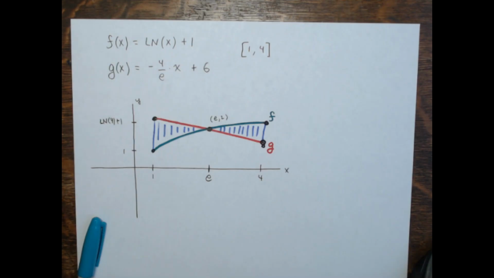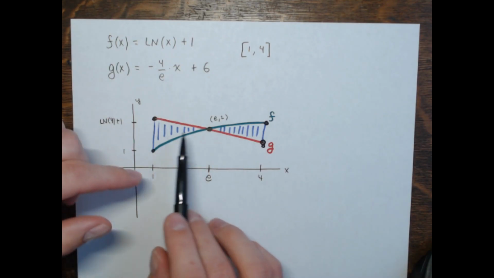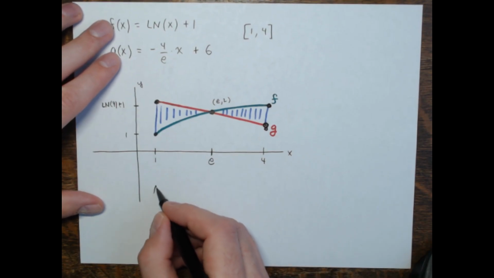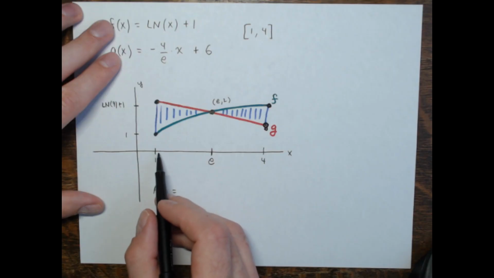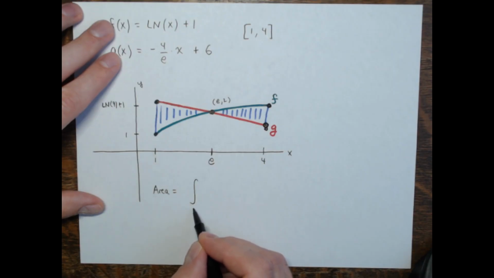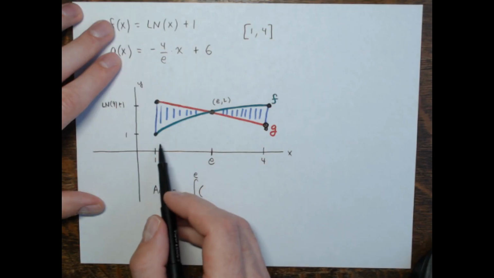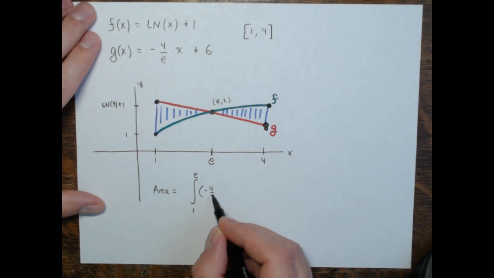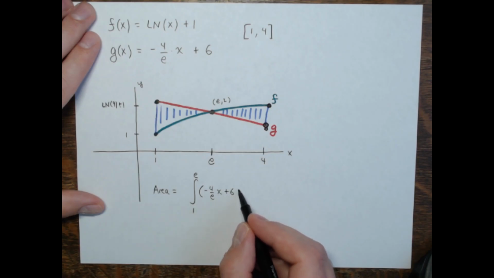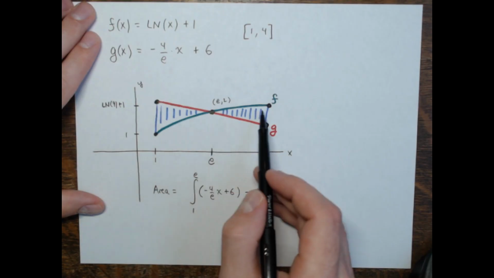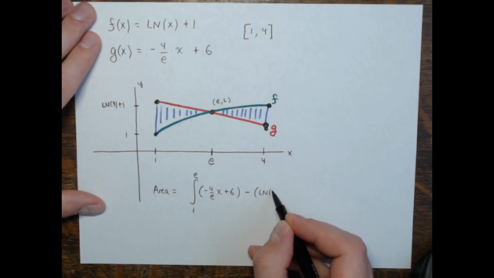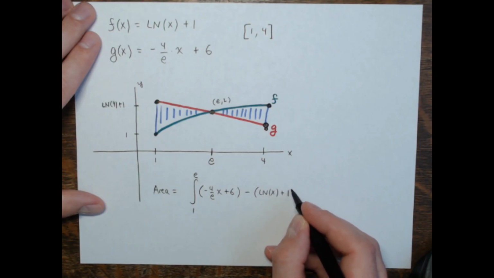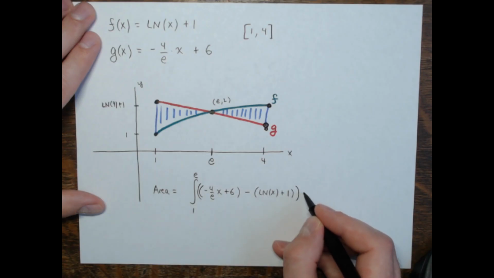So I got to split this up. That's what they meant by compound regions, right? I'm going to have to set up multiple integrals, break it up to find the area between the curves. So the area, and I'm doing from 1 to e first. You got the integral from 1 to e, and in that interval, top curve is g, so the negative 4 over e times x plus 6, minus, and then the bottom curve is the f curve, this natural log of x plus 1. And all that is the integrand dx.